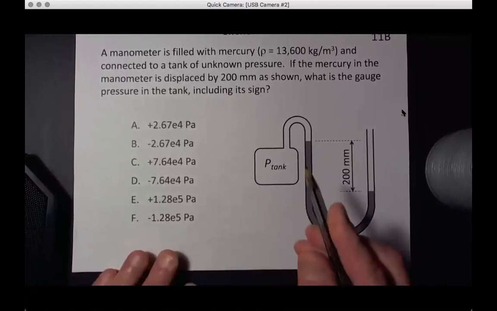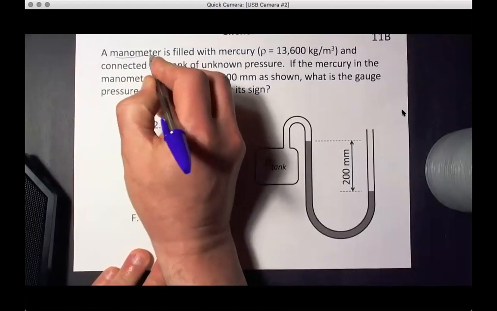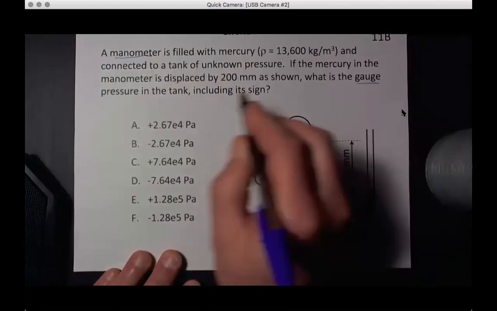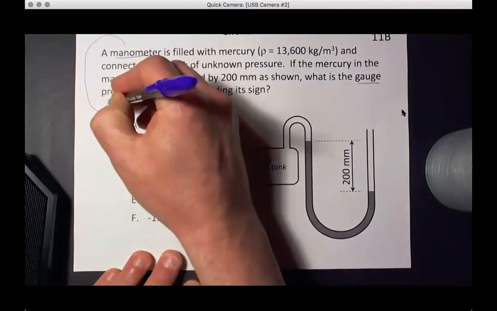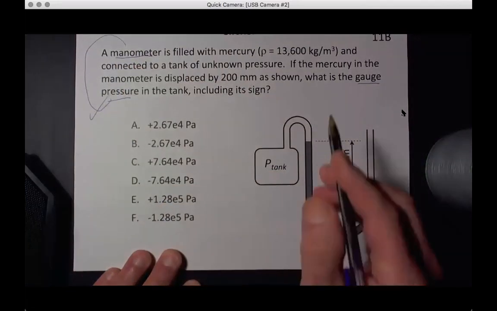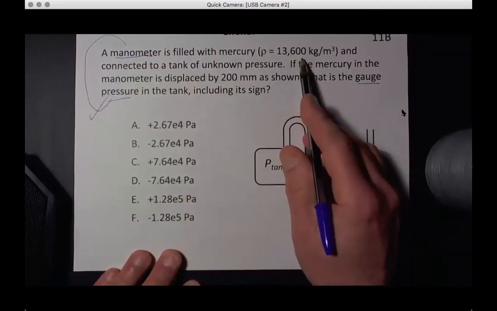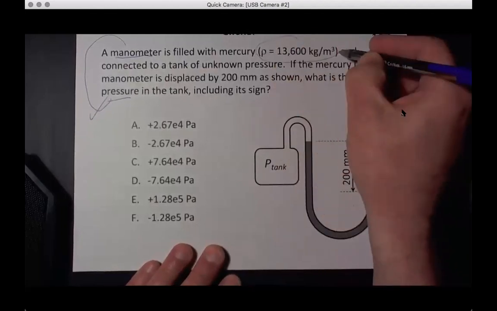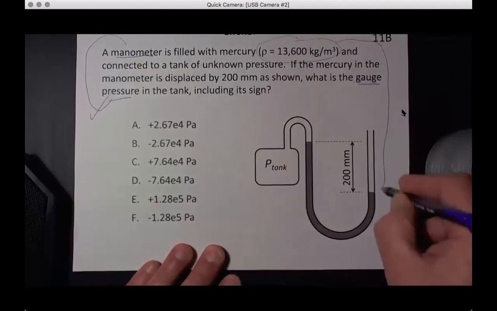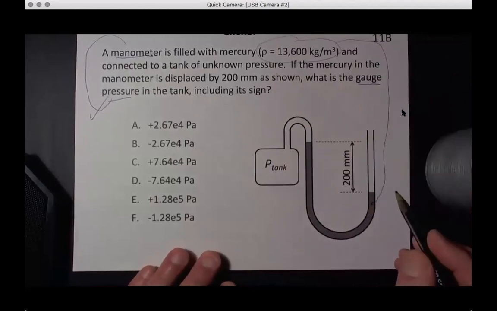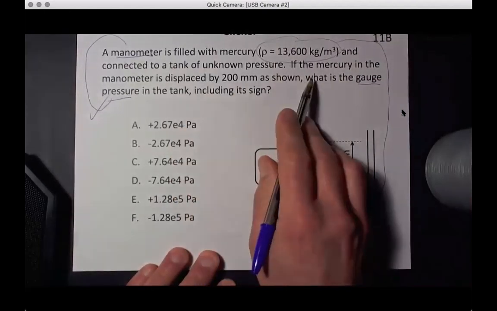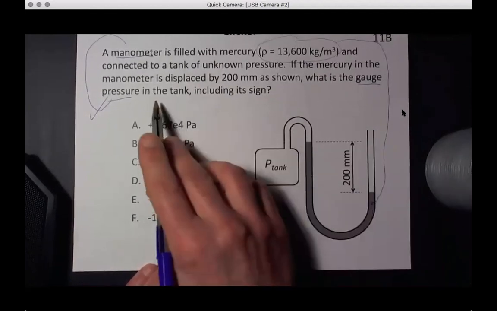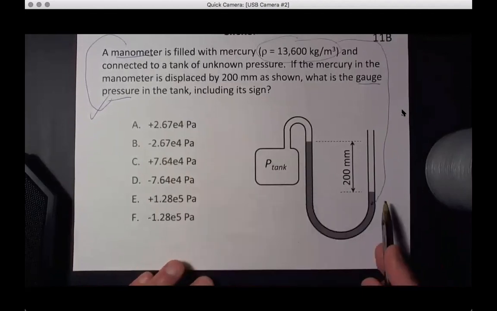Okay, so a manometer, that's measuring gauge pressure usually, so they kind of tie together. It's filled with mercury. What do you know? So the density here is just going to come in as the rho of this stuff in here. And it's connected to a tank of unknown pressure. The mercury in the manometer is displaced by 200 millimeters as shown. What is the gauge pressure in the tank, including its sign?